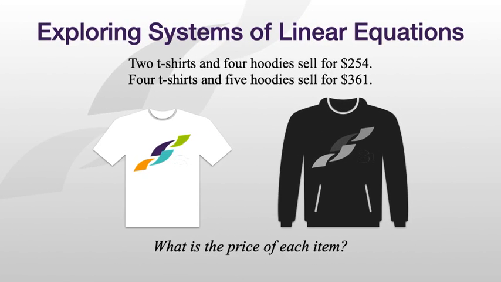2 t-shirts and 4 hoodies sell for $254. 4 t-shirts and 5 hoodies sell for $361. What is the price of each item? Each combination of tees and hoodies can be represented pictorially.